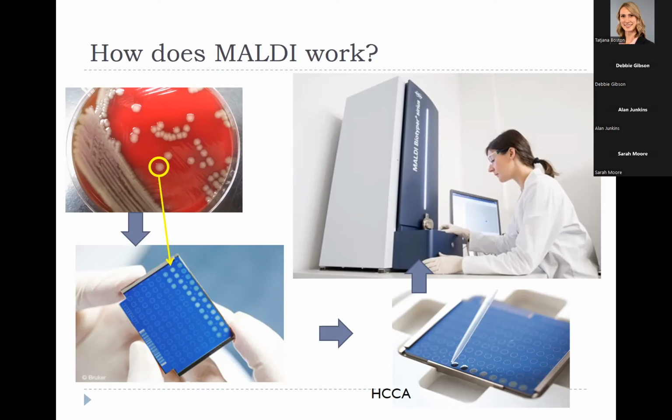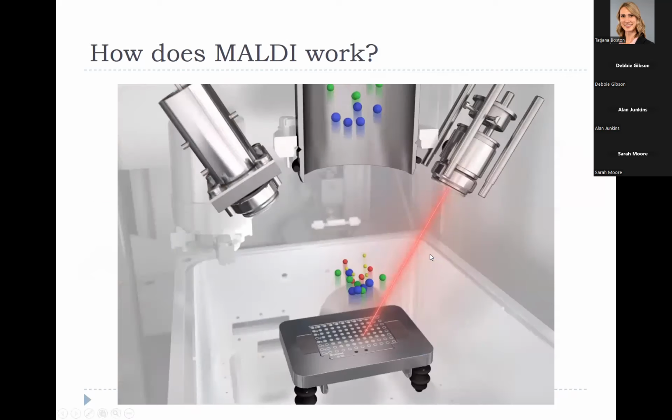Let that dry. And what that does is it makes everything positively charged. It coats all the proteins and makes them positively charged. And then it goes inside our instrument right here. Now, what's inside is a laser. And that laser is going to shoot up this little circle right here.